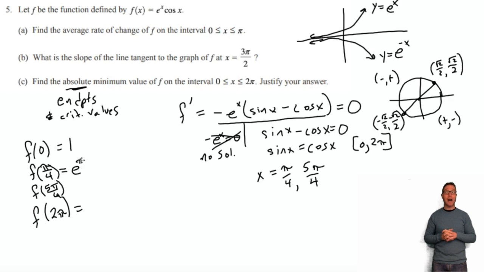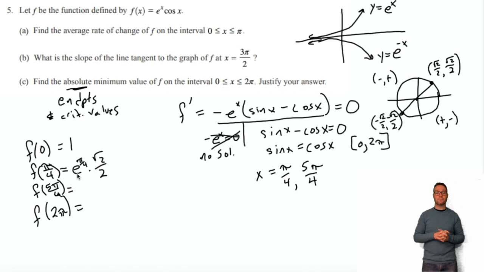Next, f of pi over 4 is going to be e to the pi over 4 times the cosine of pi over 4, which we just found out was radical 2 over 2. All right, so that's a number. I'm going to leave it like that for now.